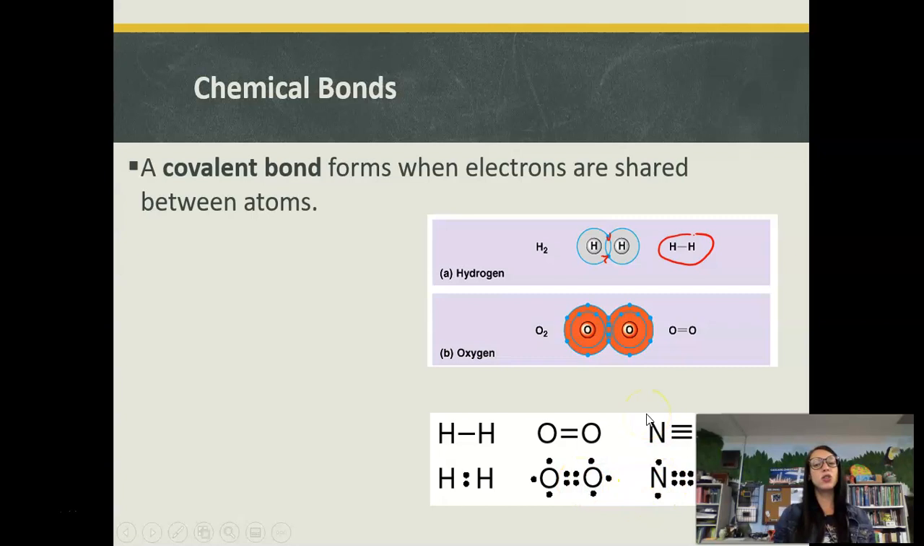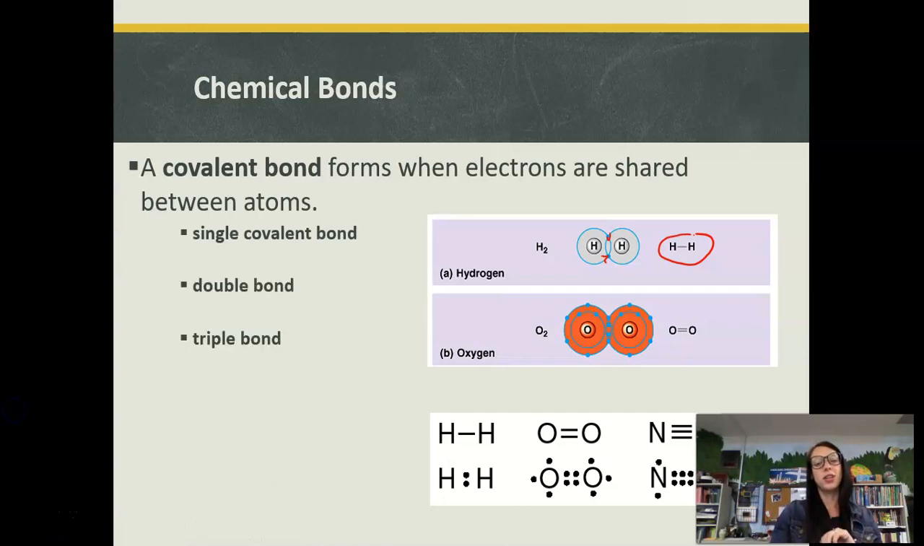And then in rare cases, you can even have a triple bond, and one of those is nitrogen. Nitrogen can have a triple bond, and you can see nitrogen here in the corner sharing 3 of its valence electrons. Both of the nitrogens are. When bonds happen, we get what's called a molecule, which is why I said molecular hydrogen and molecular oxygen.